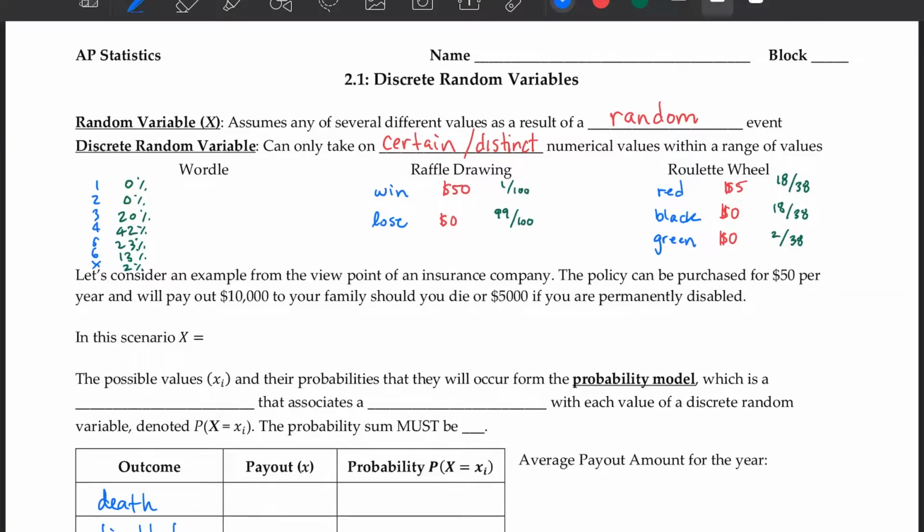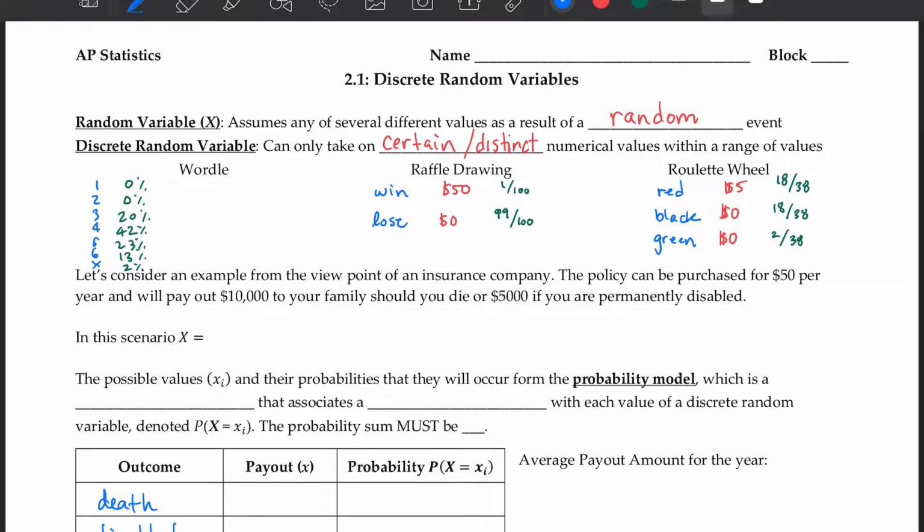So we're going to go ahead and take a look at an example that's not a game here, and it has to do with life insurance. You know, not really something that you're too worried about yet, but it will be in the near future. So let's say that you have the life insurance policy. It costs you $50 for the year, but in the event that you die, it would pay $10,000 to your family, and if for some reason you were to become disabled, it would pay $5,000 to you.